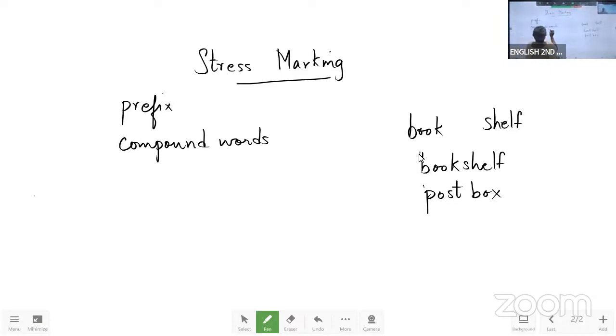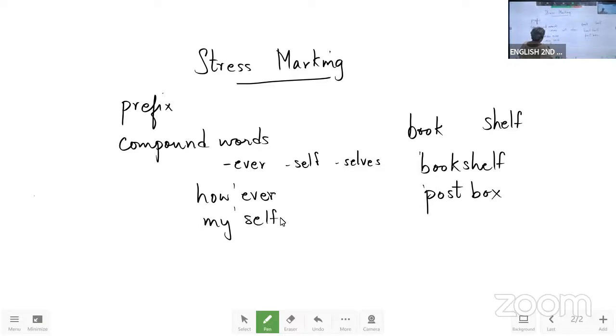Compound words ending with ever, self, selves, you find it on the second syllable. Like however, whatever, wherever. It is on the second word, second syllable. Likewise, myself, themselves.